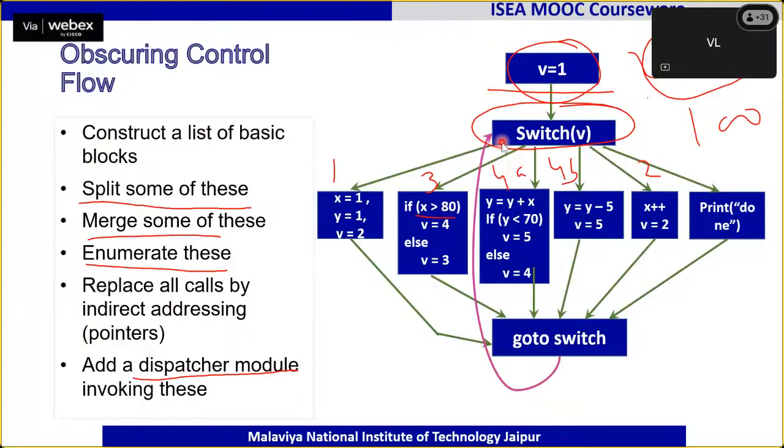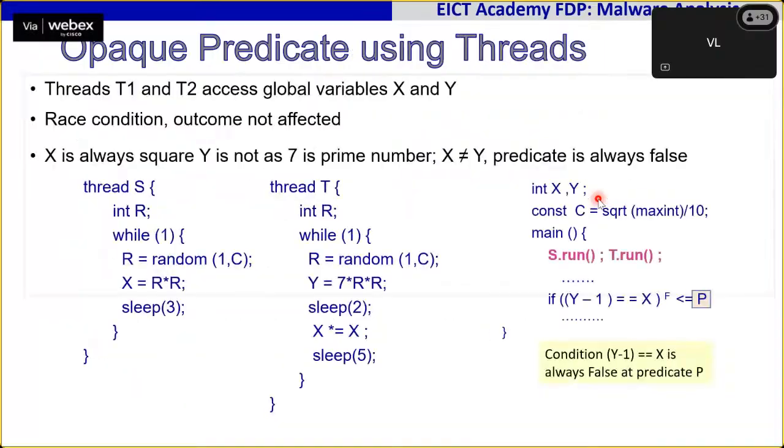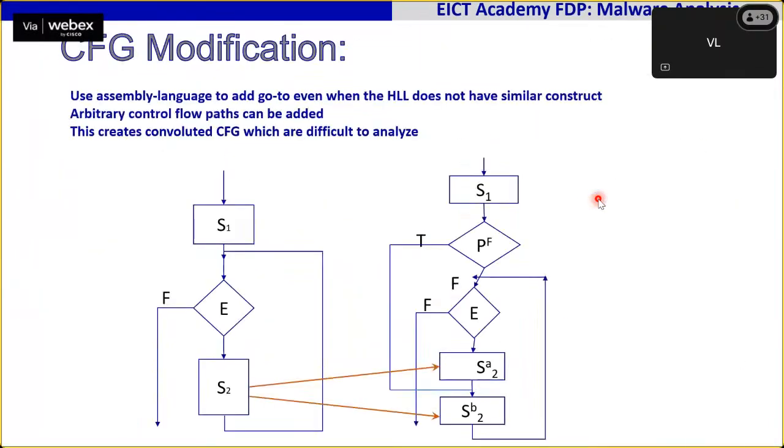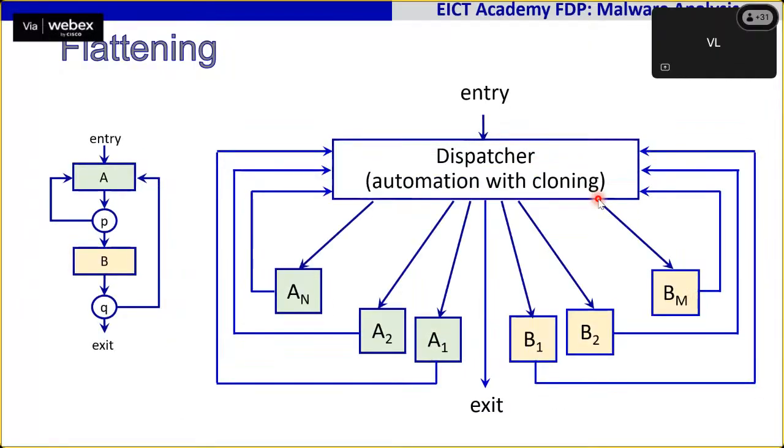So this was the dispatcher, and this was the state variable, and the state variable in this dispatcher decides which particular block to execute next. We're doing the same thing essentially here. This is another one. Here we are actually dividing this block A into equivalent blocks with cloning: A1, A2, AN, and B with B1, B2, BM. So A has to be executed, let's say, n number of times, and B has to be executed n number of times.